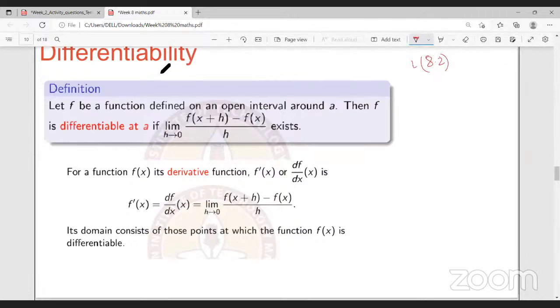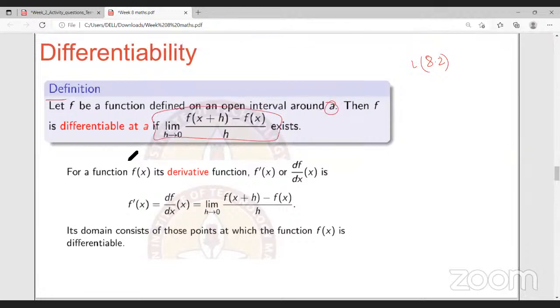So now about differentiability. By definition, let f be a function defined on an open interval around a, then f is differentiable at a if this particular limit exists. Now for the function f of x, the value of this particular limit will be the derivative of this function. So now let us take one example.